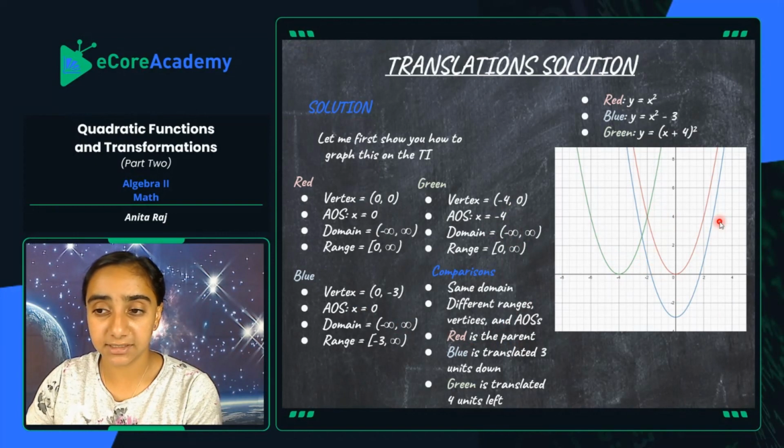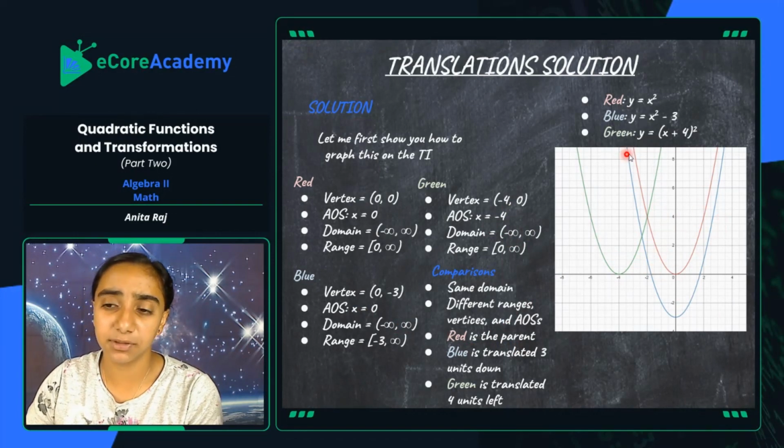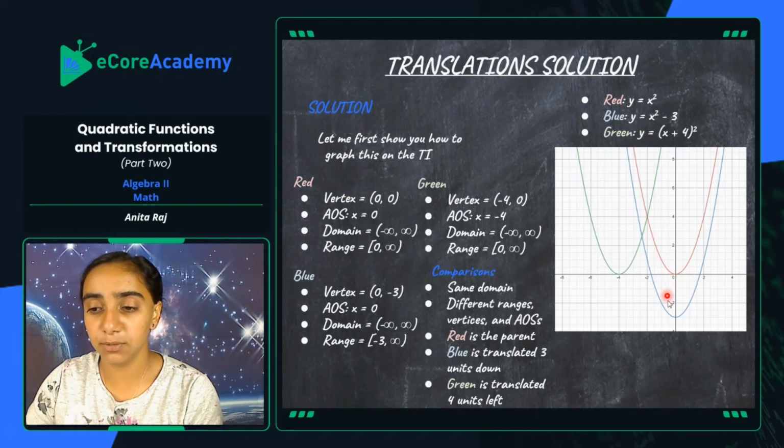It's your y equals x squared. It is your parent. It's the simplest quadratic equation you could have. That's part of the family that still has the properties of any quadratic. Blue is translated 3 units down. If you see this negative 3 right here, it's just your same parent function, your y equals x squared, but minus 3 means this has been moved down vertically 3 units. It's been moved downward 3 units.